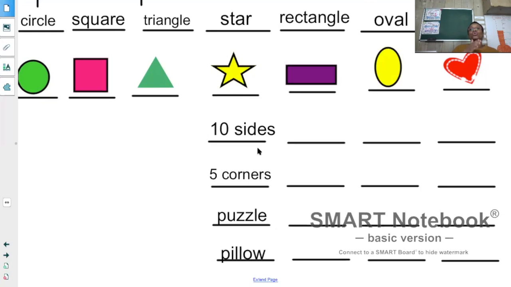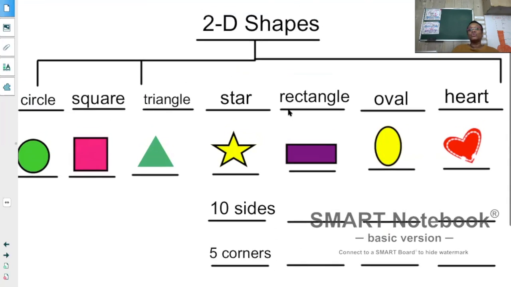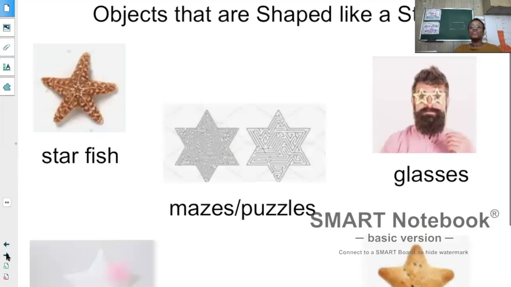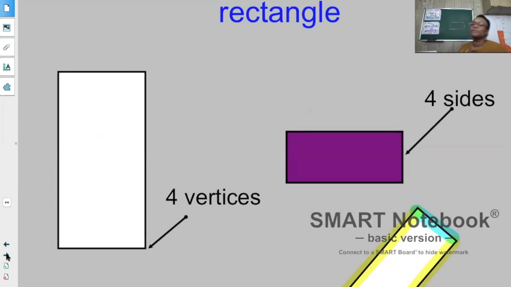Okay, so these are features of our star and some items that are shaped like that in real life. Now you're going to go to the next branch of your tree map. You are going to write the word rectangle next to star. And then underneath that, you're going to draw a picture of a rectangle. Okay, so once you've done that, let's take a look at our features.